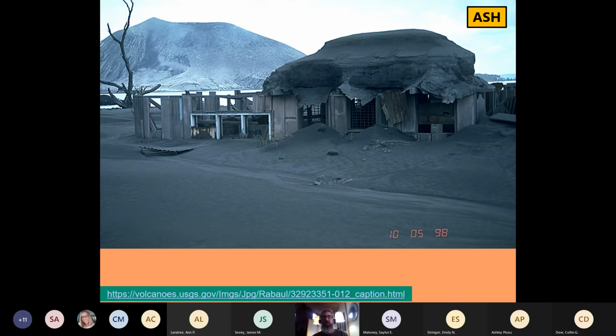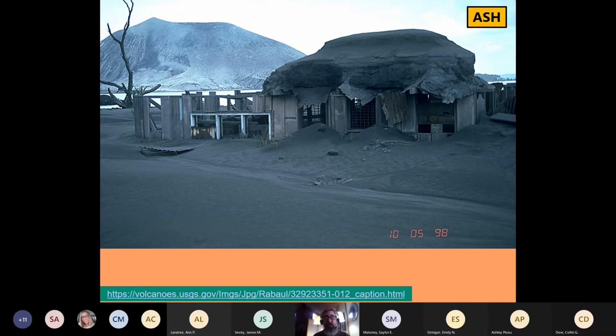You notice that this building has what appears to be several feet of ash on there. That's a lot of weight to be asking a building to hold up, which was probably not built to hold up that much weight. So most deaths from ash fall are the result of building collapse, not people choking on them or anything like that, but structural collapse.